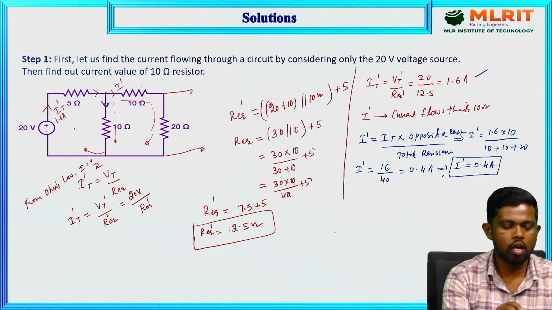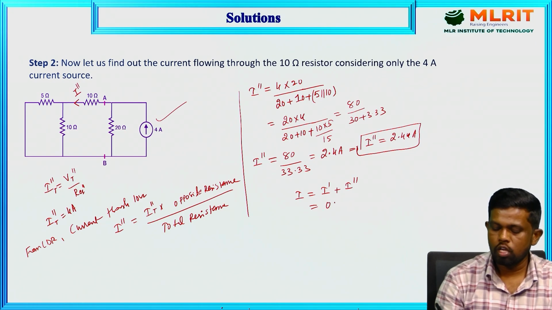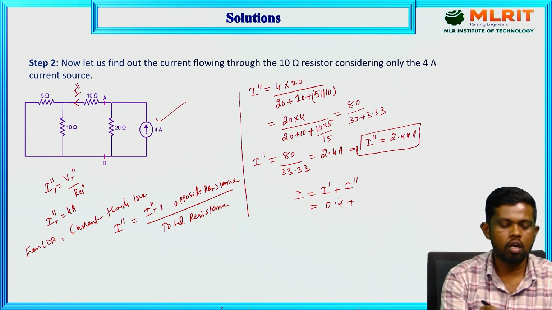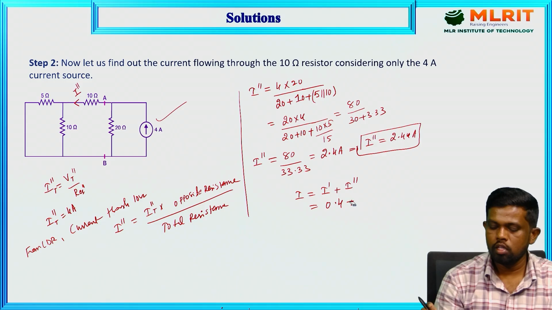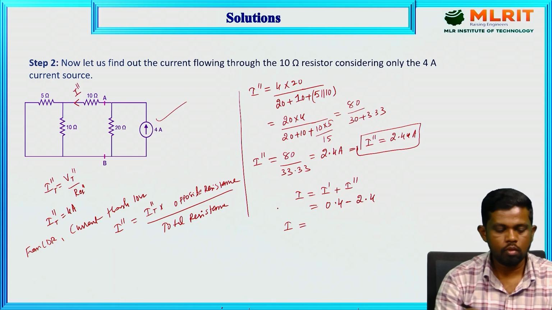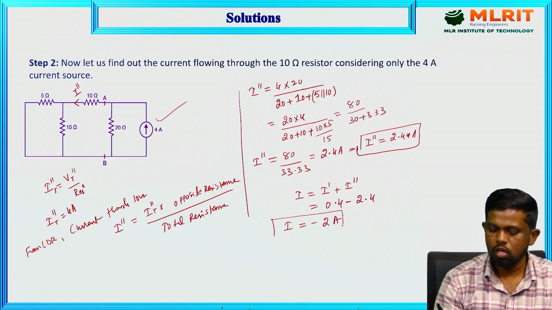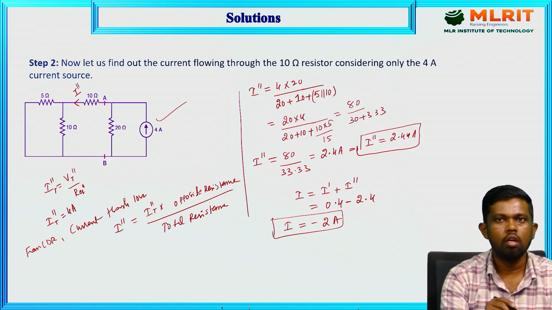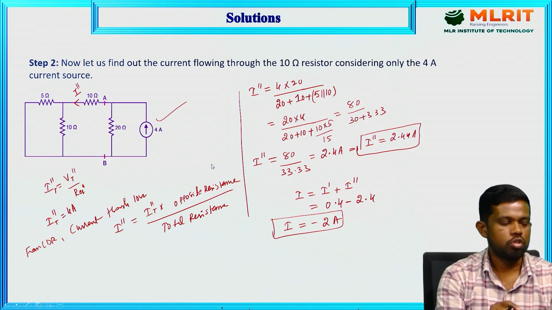This is delivering the current from left to right, from the start to the end of the circuit, so that is 0.4. Then plus, the current from the 4 ampere source delivered towards the 10 ohm resistor is again in the right to left direction. That means we need to take minus 2.4. Therefore the overall current through the 10 ohm resistor is minus 2 ampere. This is the way to apply the superposition theorem.